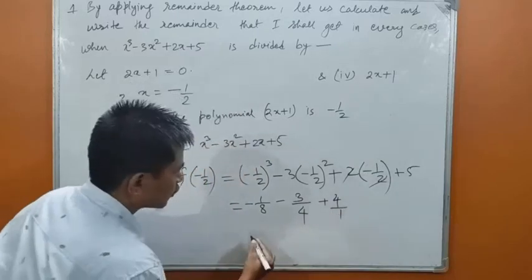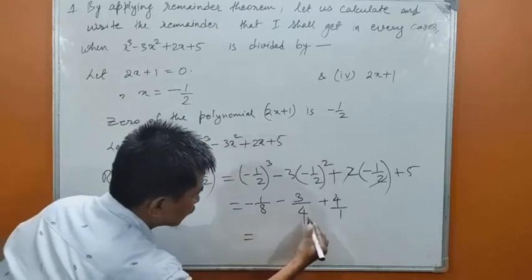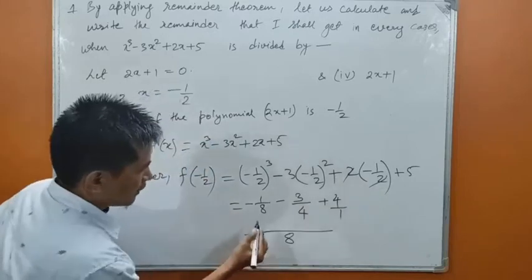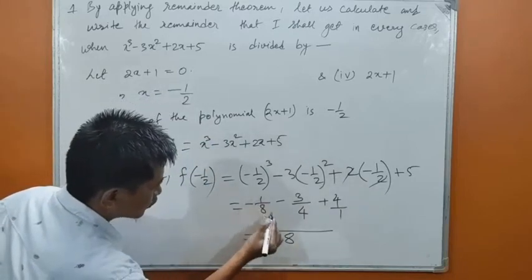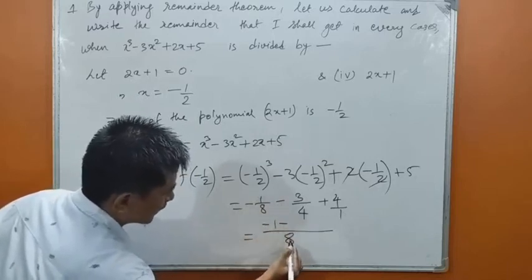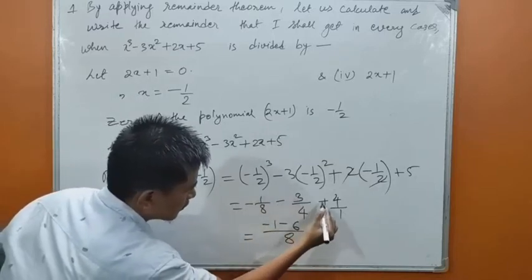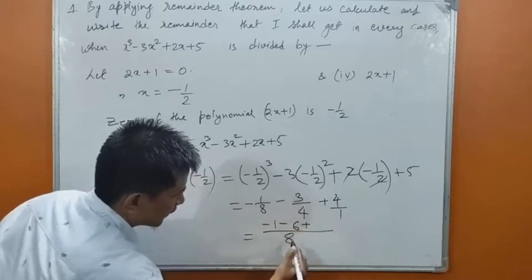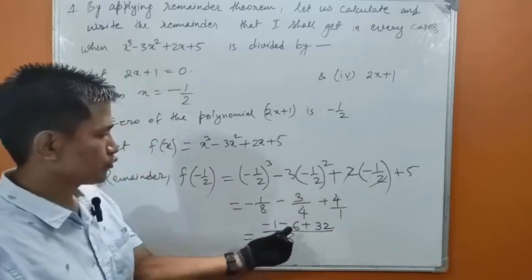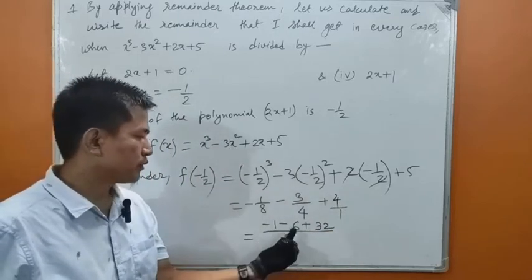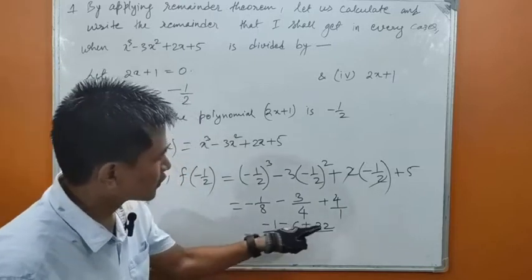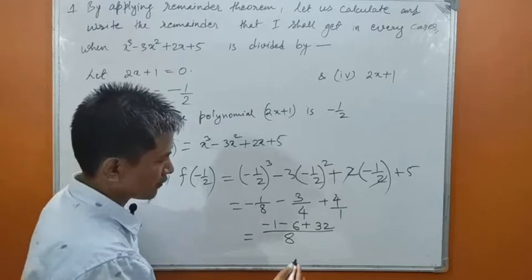So 1 is in the denominator. We take the LCM of 8 and 4. The LCM will be 8, isn't it? 8 1s are 8. That 1 into this 1 is 1. Sign remains minus, and this minus comes here. 4 2s are 8. That 2 into 3 is 6. Plus comes here. 1 8s are 8, and that 8 into 4 is 32. So we have two negative numbers and one positive number. Let us add up these two numbers and subtract 32. 6 plus 1 is 7, and 32 minus 7 is 25, isn't it?